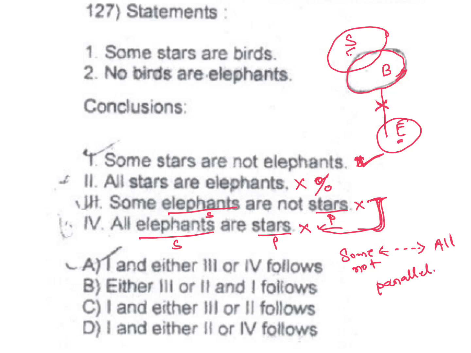So this is correct: I, and from III and IV either-or. So from the options, 1 is our answer. I and either III or IV follows. For the either-or case, you can refer to my third video of syllogisms in the reasoning playlist. So A is the answer. If your reasoning is strong, then this question also you can solve in 50 seconds.